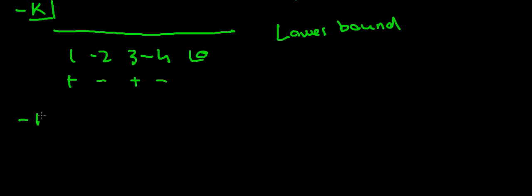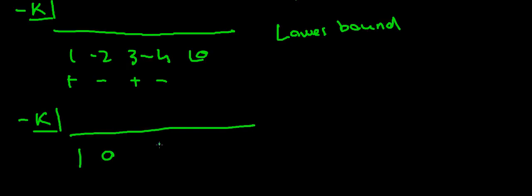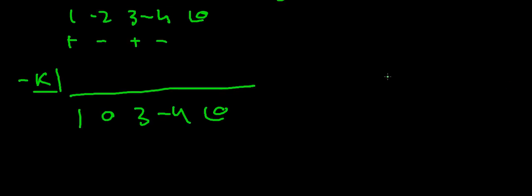And if we had a situation where we got 1, 0, 3, minus 4, and a 0 remainder. Here we have a positive, a 0, a positive, and a minus. But this 0 can be either positive or minus. So in this case we're going to choose for it to be a minus, in which case k would still be a lower bound.